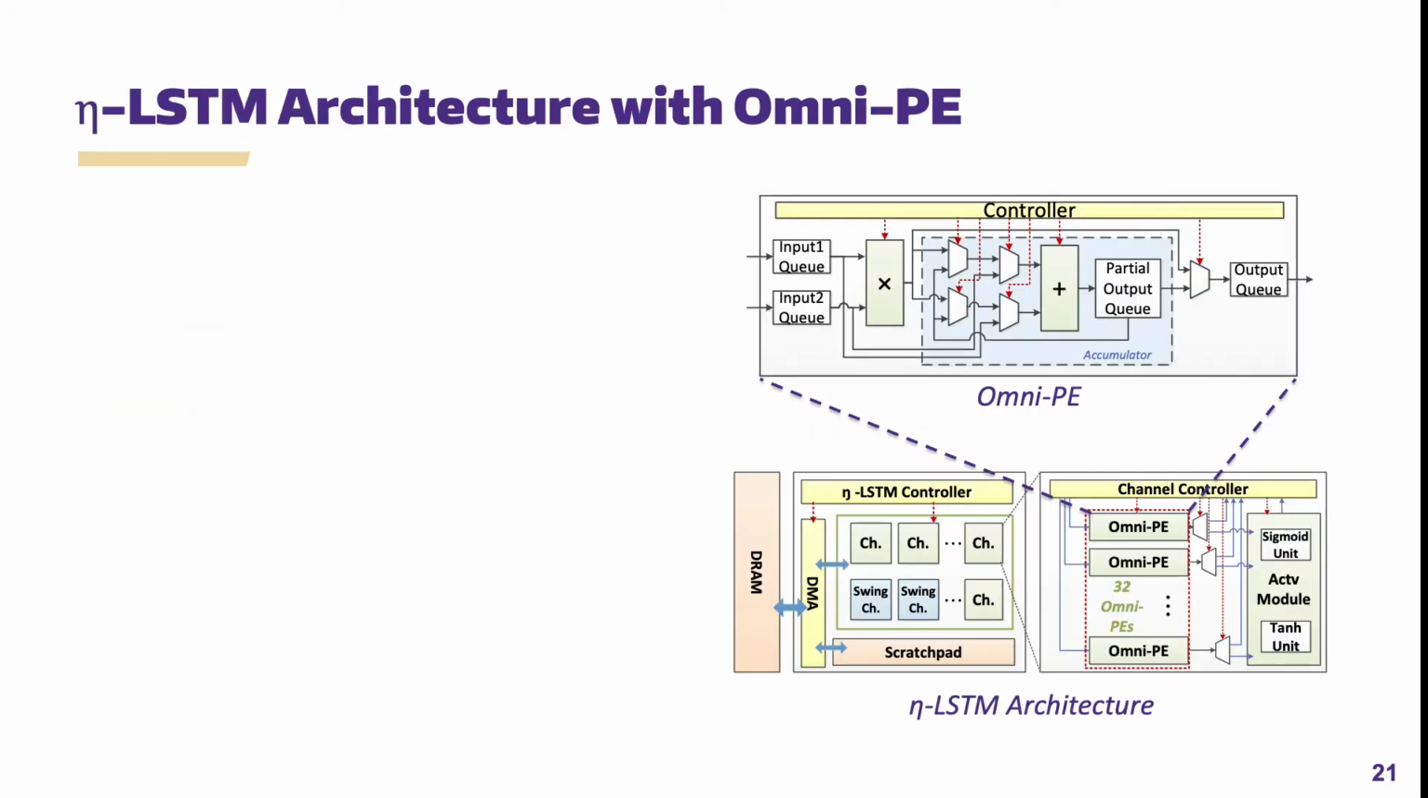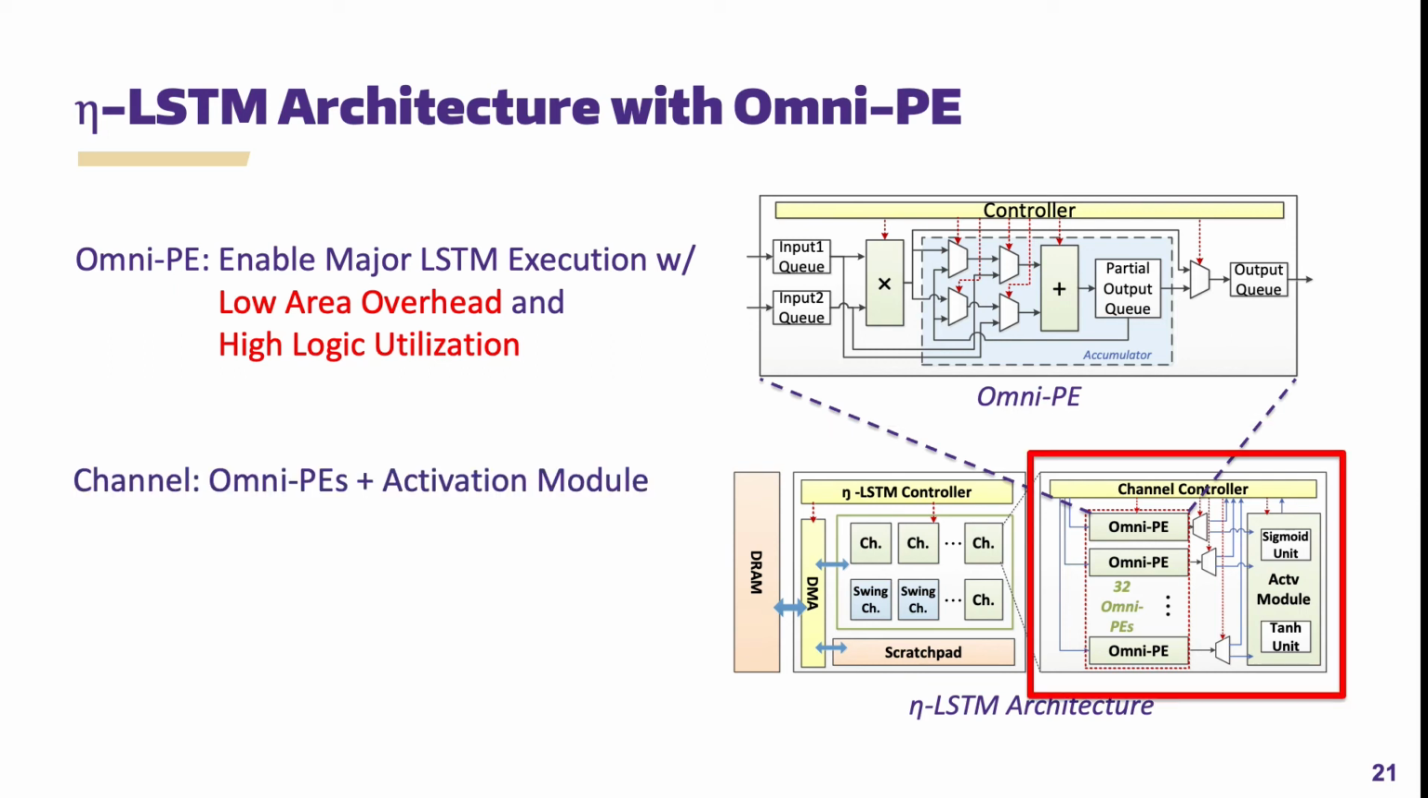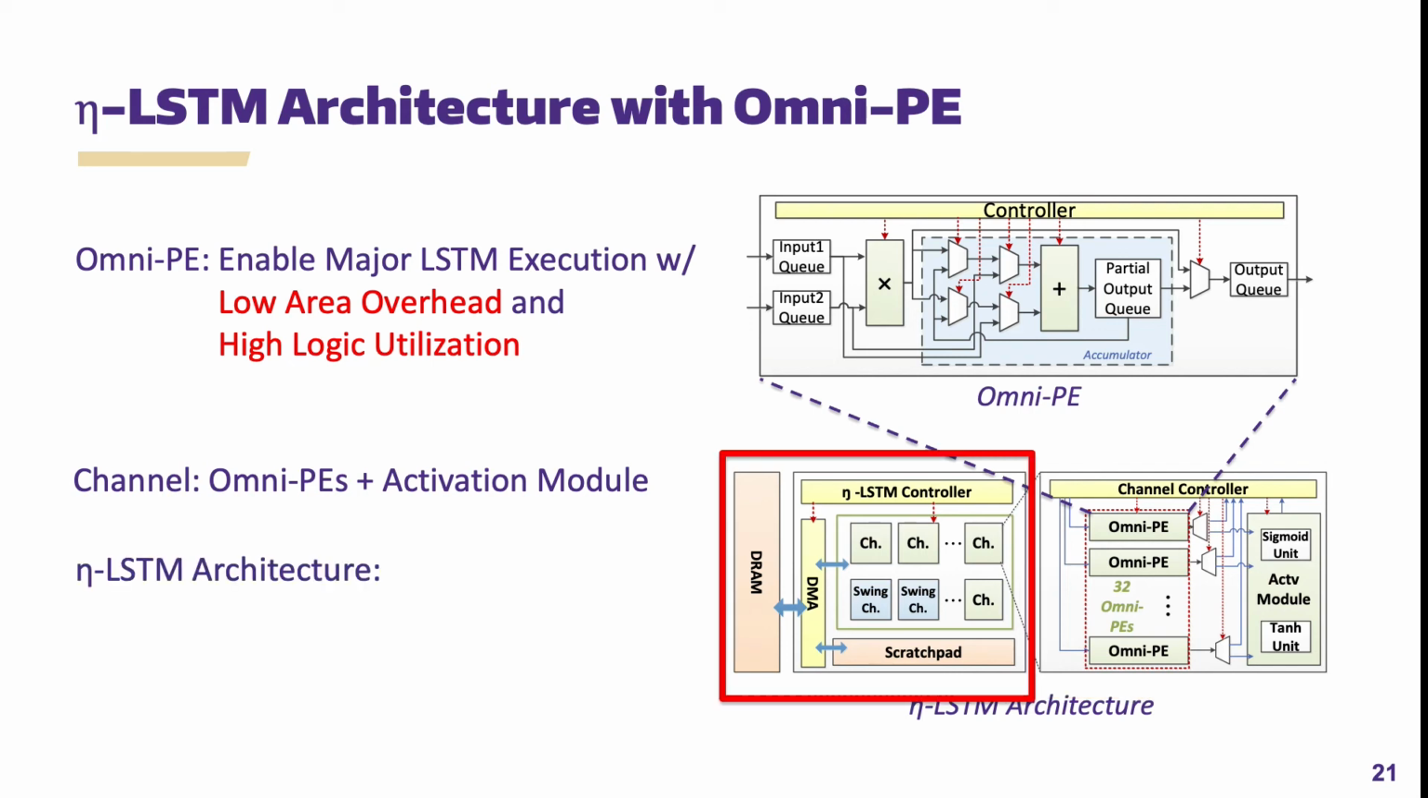With the logic reused between the adder and accumulator, we have our OmniP design, which enables all the LSTM training executions except for the activation functions. It has a pretty low area overhead and potentially high logic utilization, so the design efficiency is quite high. We have channels to hold multiple PEs and the activation modules, and the channel is exactly the level at which to switch functionality to serve different kernels. This is our entire accelerator architecture.